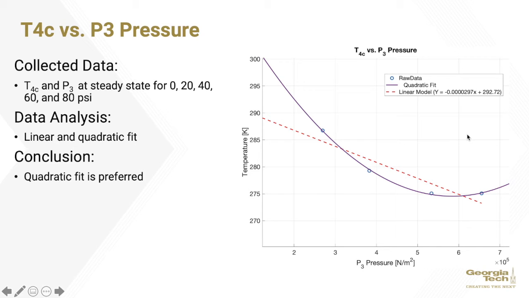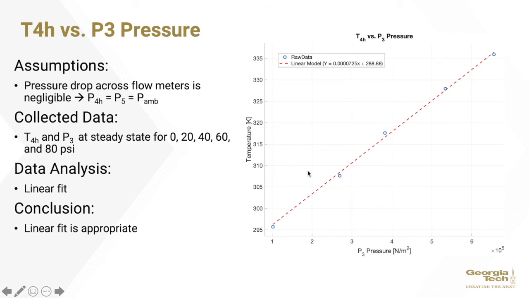After plotting the raw steady-state data, both a linear regression and a quadratic fit curve were fitted to the data. It is clear that the relationship between T4C and P3 more closely resembles a quadratic fit or other nonlinear fit rather than the linear fit. For the T4H temperature measured at the exit of the hot vortex tube end, it was assumed that the pressure difference between the hot end and cold end exits was negligible and that each was equal to ambient temperature. The T4H data shows a much more linear trend, and it was concluded that the relationship between T4H and P3 pressure is linear.